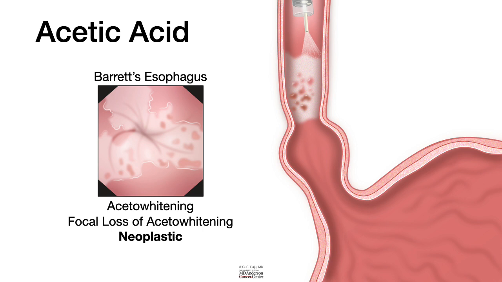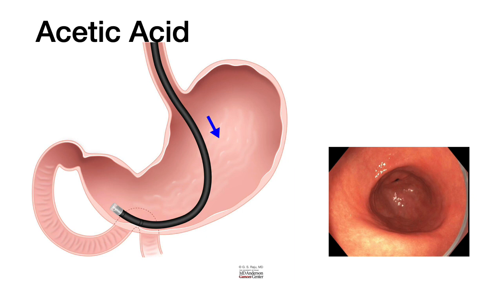In addition to its use in Barrett's esophagus, acetic acid is also used in the stomach to define the extent of gastric intestinal metaplasia. Gastric intestinal metaplasia is very subtle. Most endoscopists have difficulty finding it. Even I have difficulty recognizing it unless it is glaringly obvious.